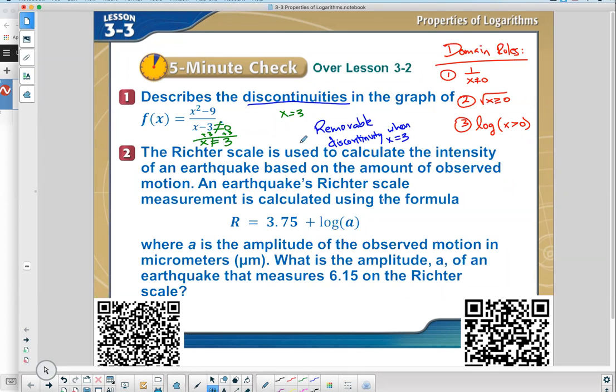And that would be your answer right there. Removable discontinuity when x equals 3. Now, why, or you could call it a hole. Do you remember that term? We've also this school year called it a hole.